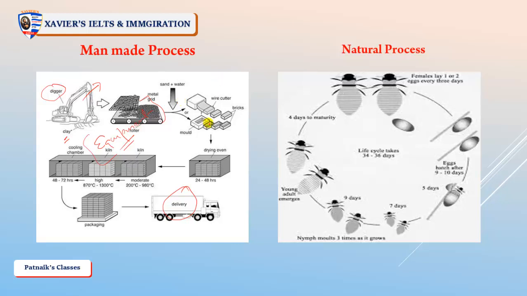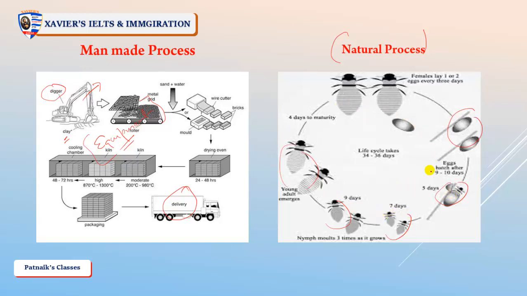Similarly, in the case of a natural process, what happens? We will count the stages: stage 1, stage 2, stage 3, stage 4, stage 5. All are the key features, right? Remember, there are 5 stages, and in every stage something is happening, something is taking place. We have to mention those things in the process.